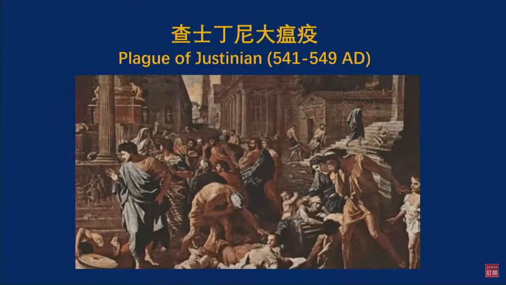I heard it's about maybe 541 to 549 AD. That was called the Plague of Justinian. The plague is actually spread by rats, mice. And even mice, when they are infected by the plague, cannot handle it, so a lot of those mice will die. And when human beings are affected, lots of human beings die too.